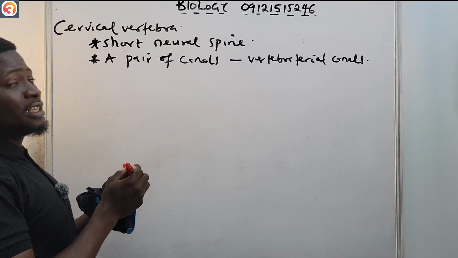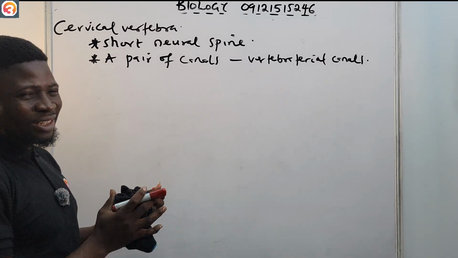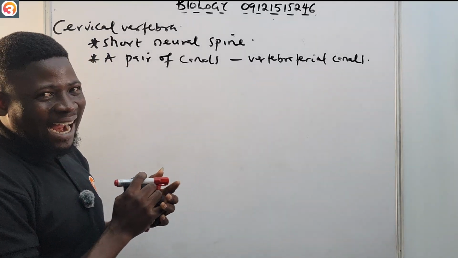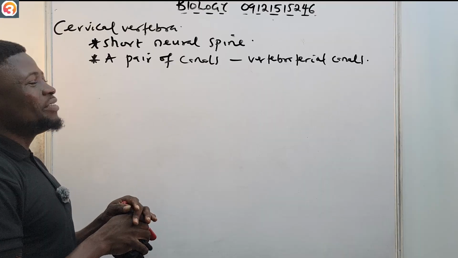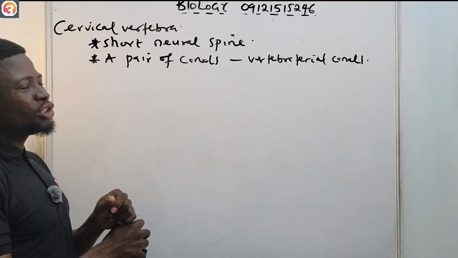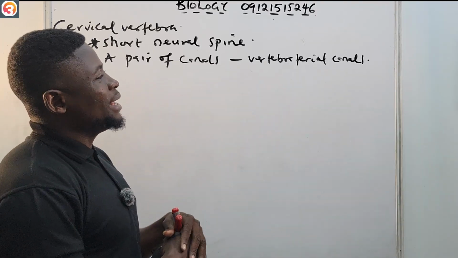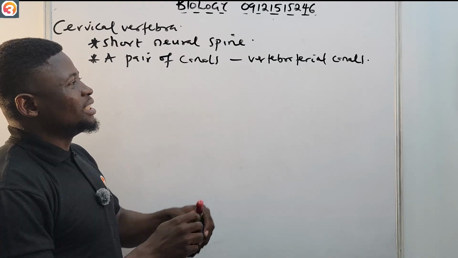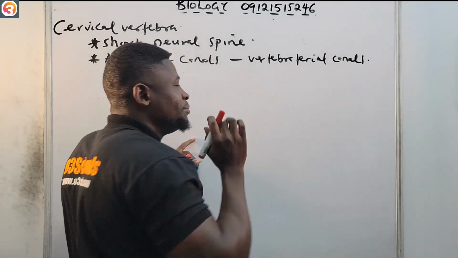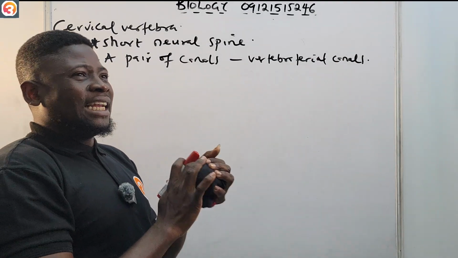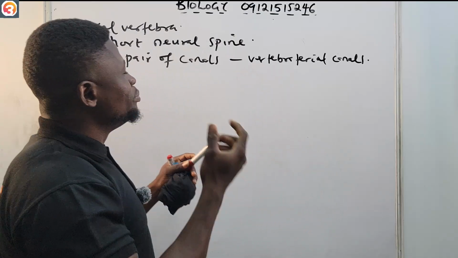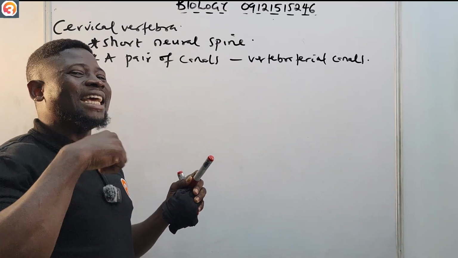The cervical vertebra is characterized by a short neural spine, and that is how you know what is a cervical vertebra. It also has a pair of canals known as the vertebraterial canals. These vertebraterial canals are avenues through which the blood vessels of the neck pass.